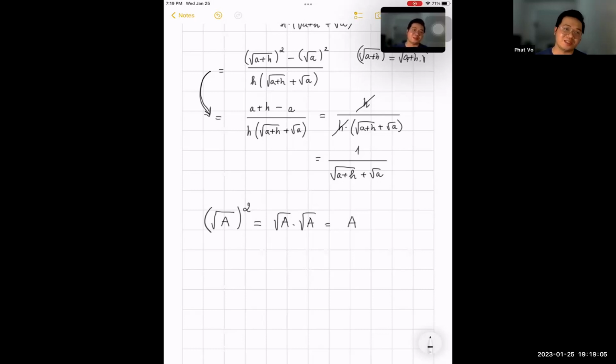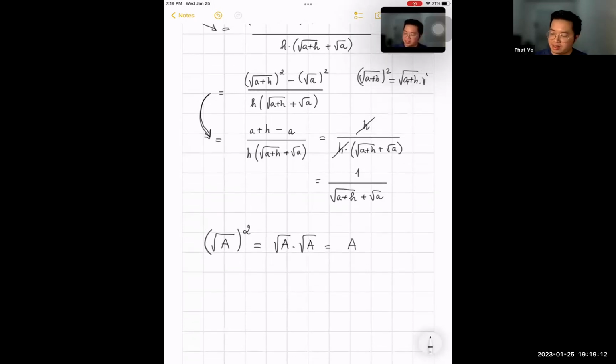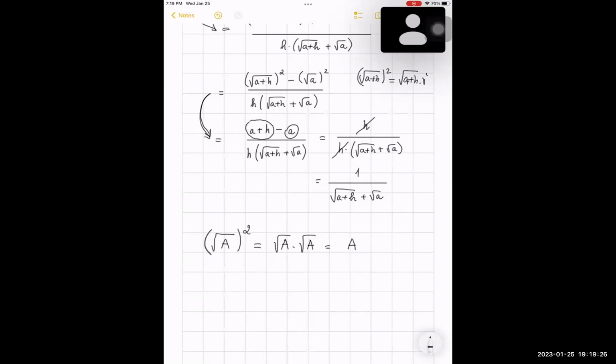For example, square root of 2 times square root of 2 equals 2. So here, square root of a plus x becomes exactly a plus x. And the square root of a squared becomes a. Is it clear for you, Cole? Yeah, yeah, that's good. Makes sense.